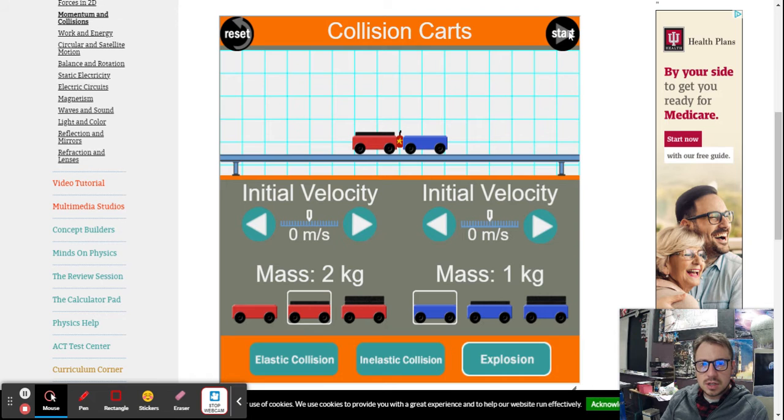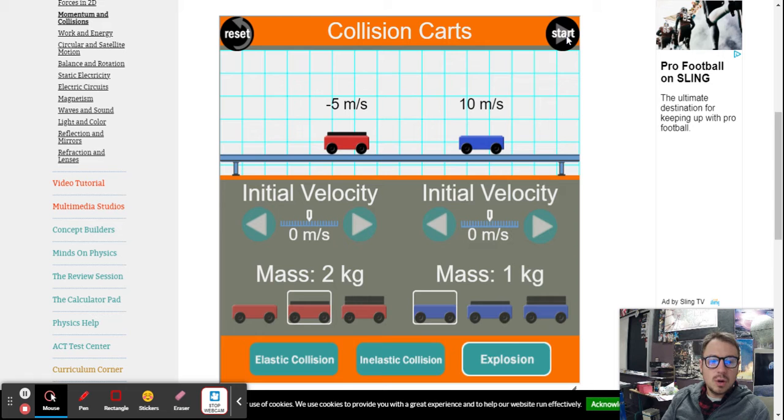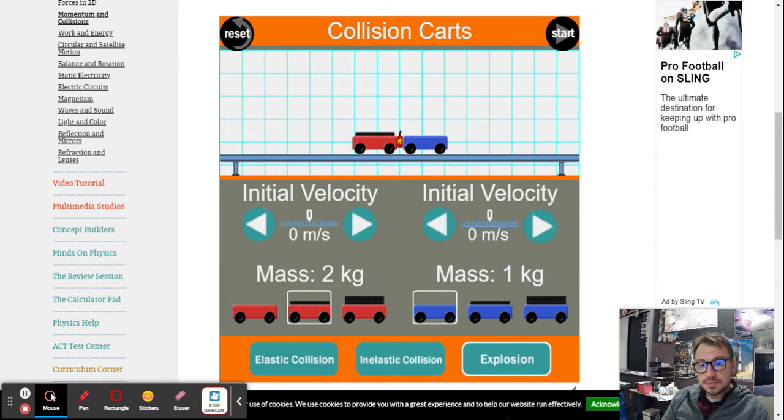Then what you're going to do is set this to explosion, right? So now you should be able to know what the mass is and the velocities, and be able to calculate the momentum both before and after the explosion for both these carts.